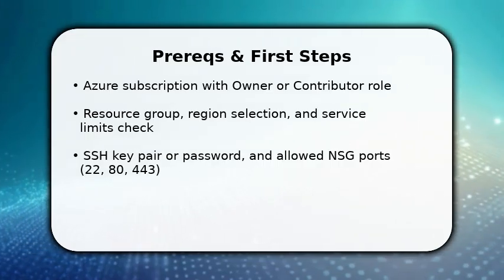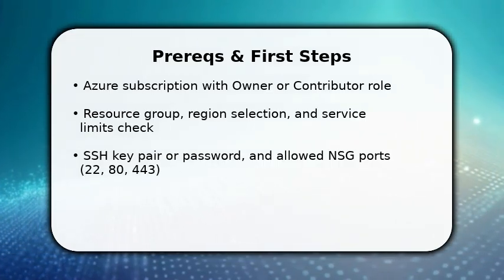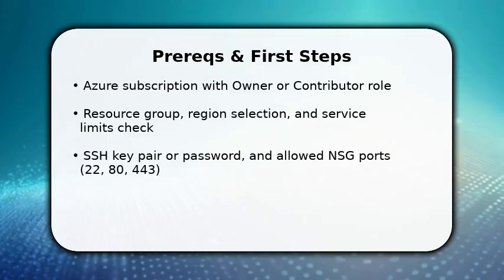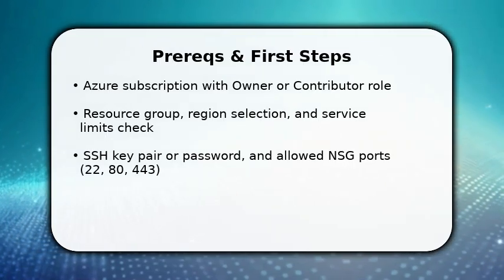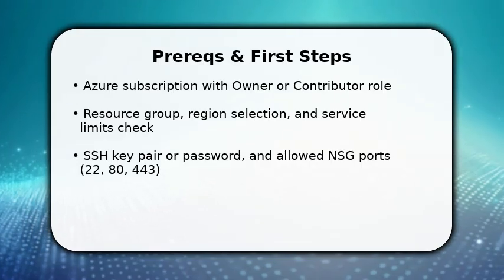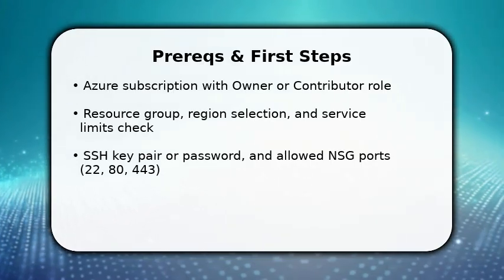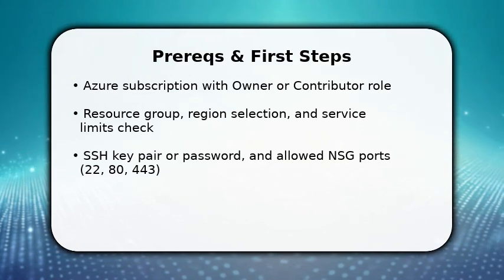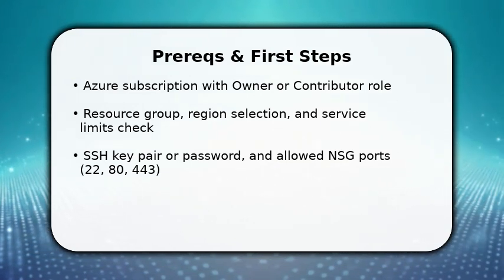Make sure to pick a supported image and VM size that matches your quota. Select Authentication, SSH key for Linux or password for Windows, and set inbound ports. This gets you directly into the VM creation flow, so you can configure networking and disks next.